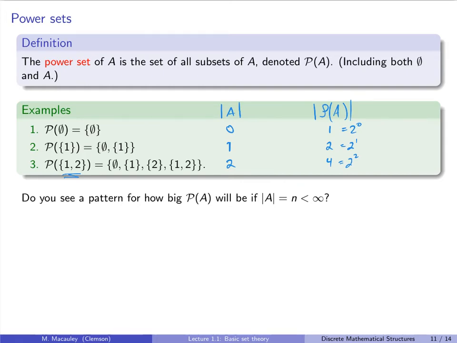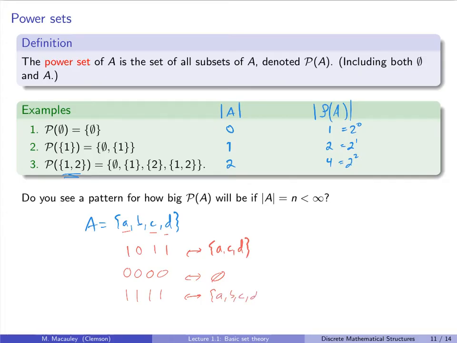But for now, let me take a set A. Let's say it's A, B, and C, and let's put a D in there as well. Let's talk about how many subsets there are. One way to think of a subset is to highlight which elements we want to include and which ones we don't. So if we want to include A, C, and D and exclude B, we can denote that with 1, 0, 1, 1. This corresponds with the set containing A, C, and D. Similarly, 0, 0, 0, 0 corresponds with the empty set, and 1, 1, 1, 1 corresponds with the entire set A, B, C, D.